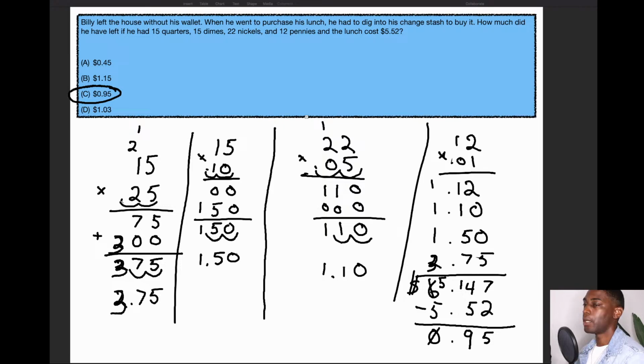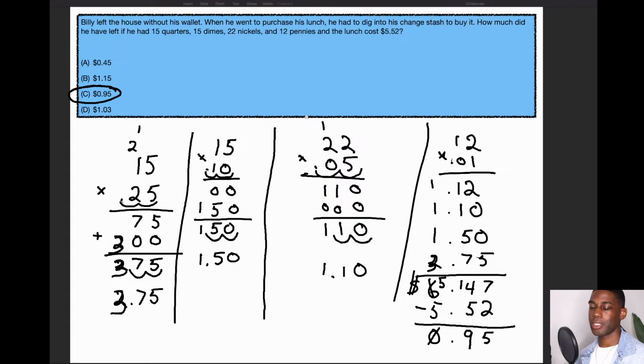Some of y'all, if y'all made it to this part of the video, you're probably looking at me like, man, no, that 2 should have been a 3. Or I bet some of y'all didn't even catch it. You probably wrote 2 down also. But we have our answer. It's 95 cents. Okay, so this question is just annoying.